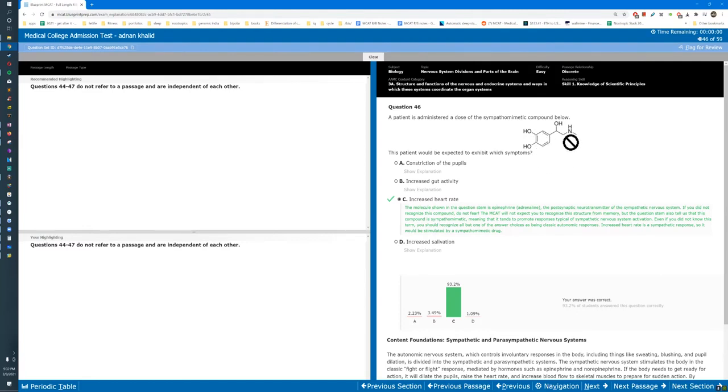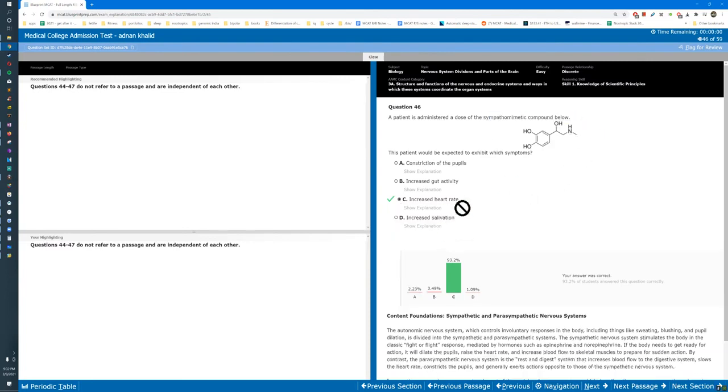You know what? I didn't even look at that when I answered this. All I looked at was that constriction of the pupils happens when the parasympathetic nervous system is activated. Increased gut activity, parasympathetic nervous system. Increased salivation, parasympathetic. Increased heart rate, sympathetic. This is like the third or fourth question that you can answer simply based on what is different.